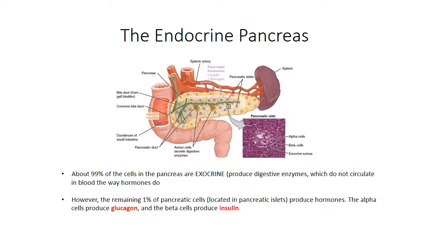The large part, some say 90%, some say even 99%, of all cells in the pancreas are exocrine cells. Right? So they're little exocrine glands. Why do we call them that? Because they produce digestive enzymes. Remember, trypsin, amylases, lipases; special lipases are produced exclusively in the pancreas.